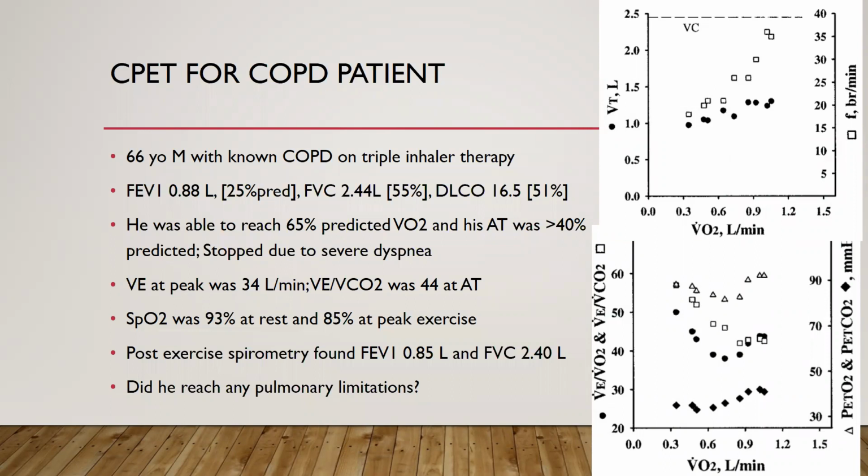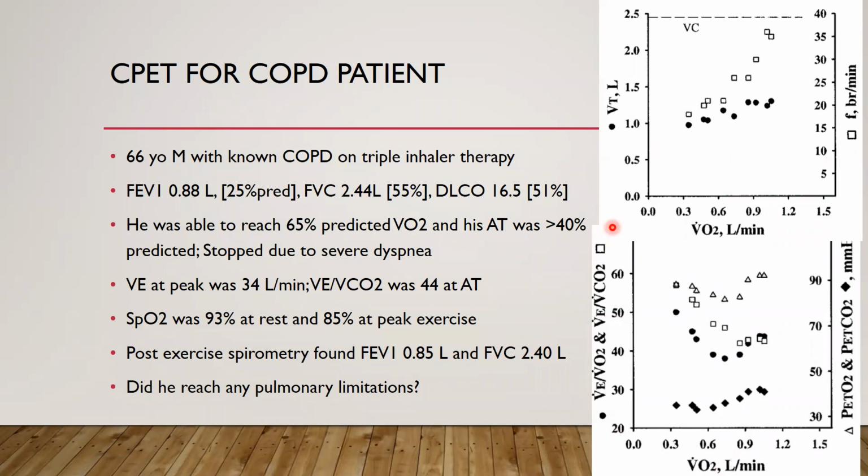So we could say there's at least 3 pulmonary limitations here. He had problems with his ventilation, with his oxygenation, and his dead space. And if you look at his graphs over here, he's got a pretty decent AT right at this spot. I can't remember why else I put this up.